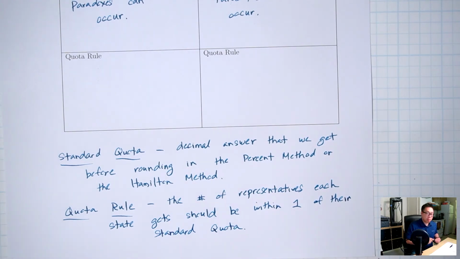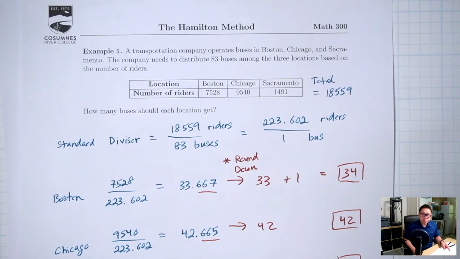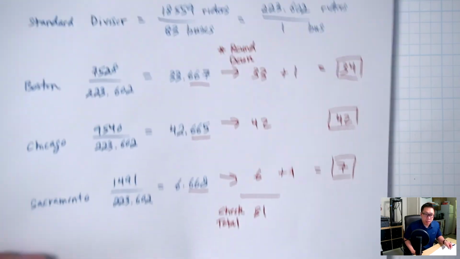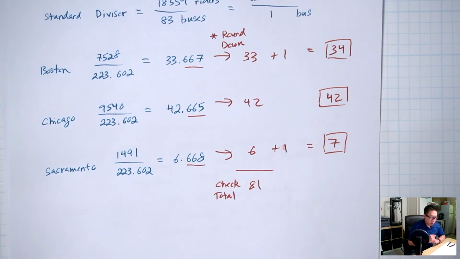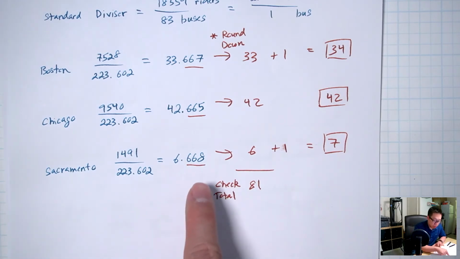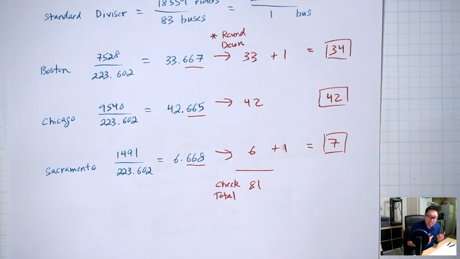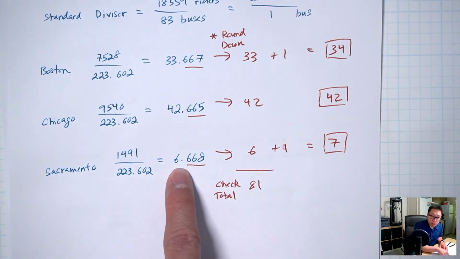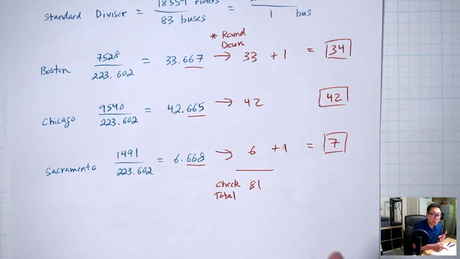And what do I mean by this? Okay, so here's the Hamilton method for those 83 buses. Let's look at Sacramento. The standard quota, which is the number before we rounded, was 6.668. So that's exactly how many buses Sacramento deserves. What the quota rule says is that we're okay with giving 6 to Sacramento. We're okay with 7 to Sacramento, but we're not okay with 8 to Sacramento.